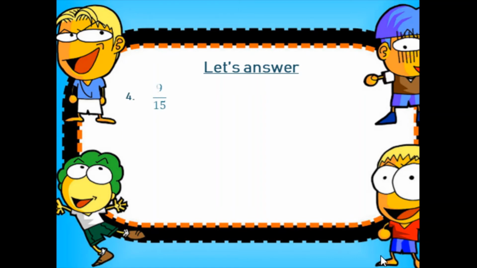How about the 4th item? We have 9/15. Change to decimal form, we have 0.6. So we get 60%. Number 5. 1/3 is equal to 0.33, which is equal to 33%.